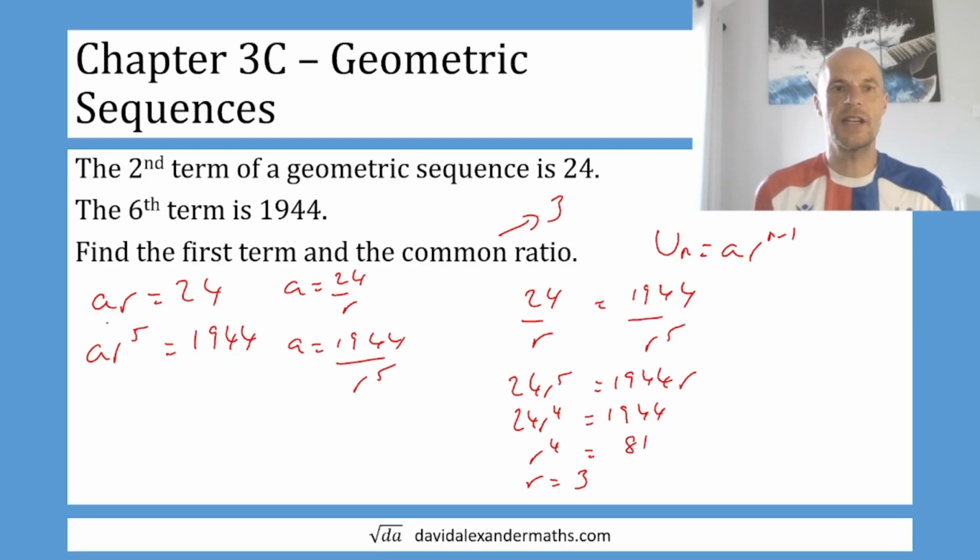And we know that the first term, ar is 24. Well, if I know that r is 3, then 3a is 24. So therefore a is 8. So the first term is 8.